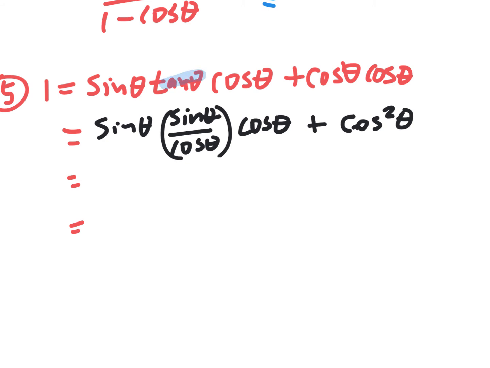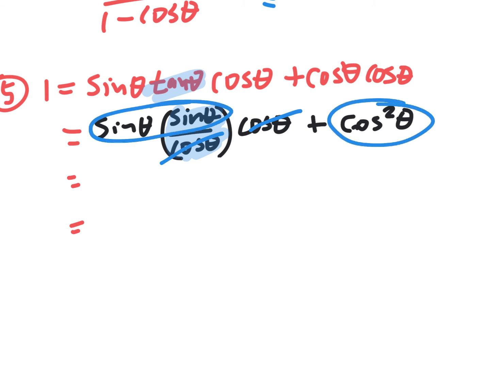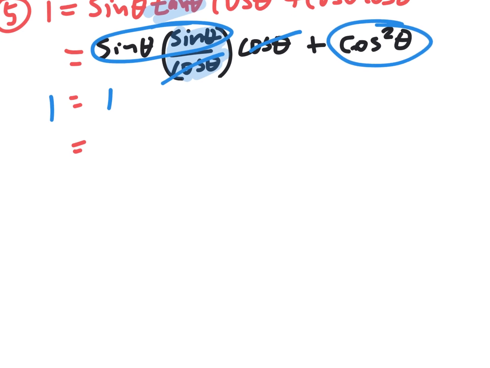All right. Once again, I said this would come up probably more than any other thing. Tangent is sine over cosine. And then this cosine will cancel this cosine. Sine squared plus cosine squared. And what is sine squared plus cosine squared? 1. 1 equals 1. All right, on to number 6.